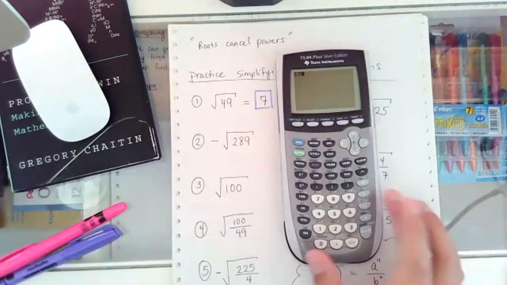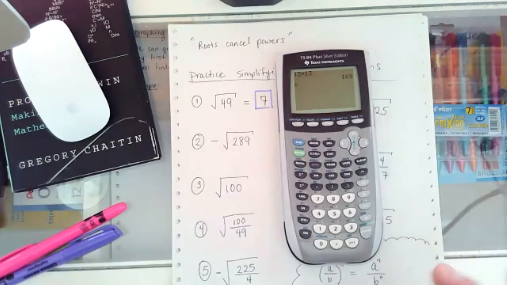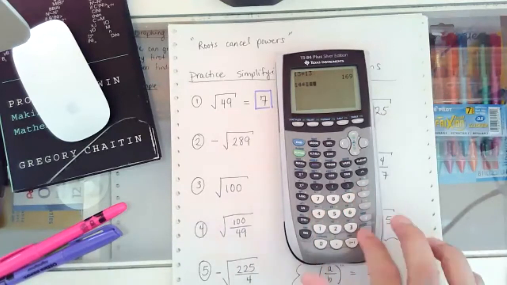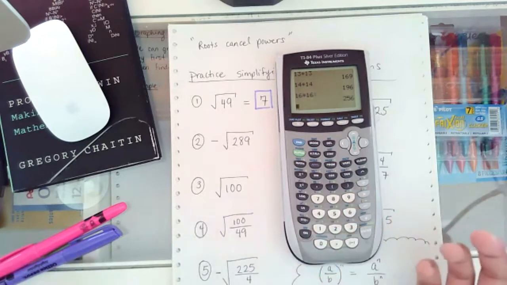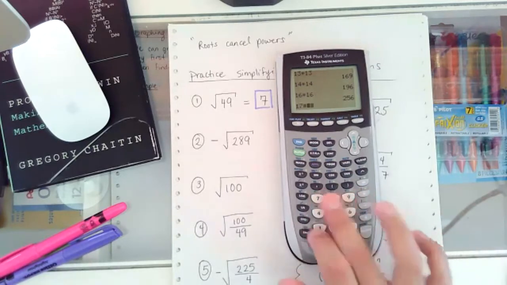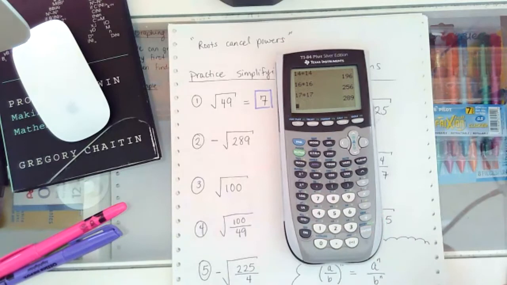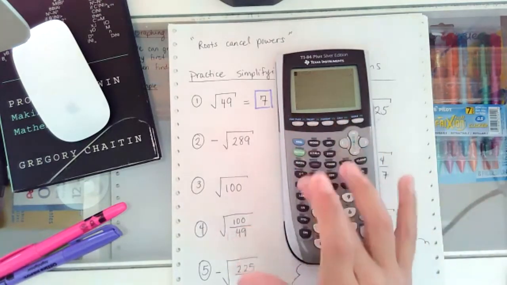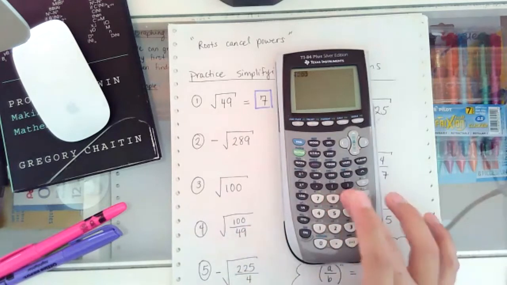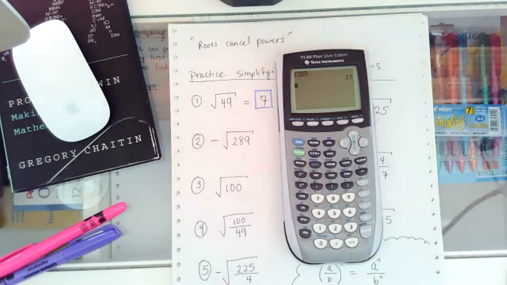And maybe it's 13 times 13. That doesn't work. We need something bigger. 14 times 14. No, I think 16 times 16. Oh, I'm getting there. 17 times 17. Right, 289. So you could play that game, or you could use your calculator to just take the square root of 289 to give us 17.